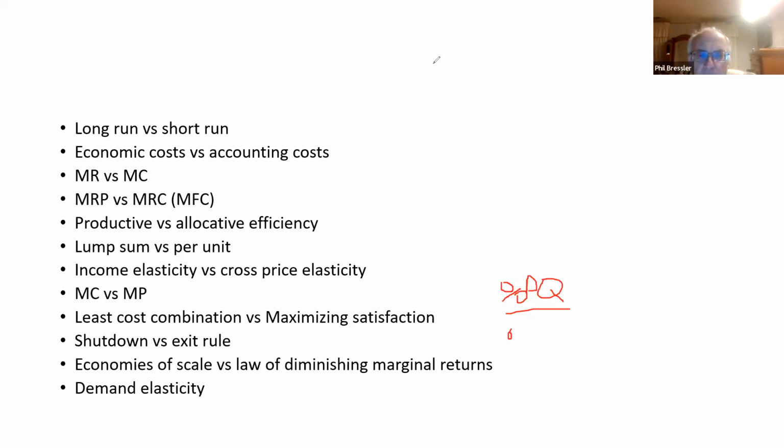And the least cost and the maximize. So anytime you see like labor and capital, it's definitely that least cost combination. And again, I would say there's one question. Same thing with maximizing satisfaction. The thing about maximizing satisfaction, sometimes it's the small FRQ. All right, shutdown: we shut down in the short run, price below AVC. We exit in the long run, price below ATC.